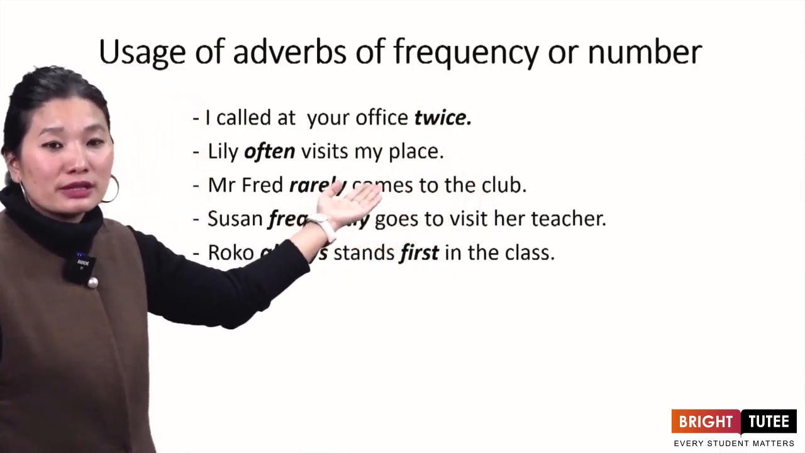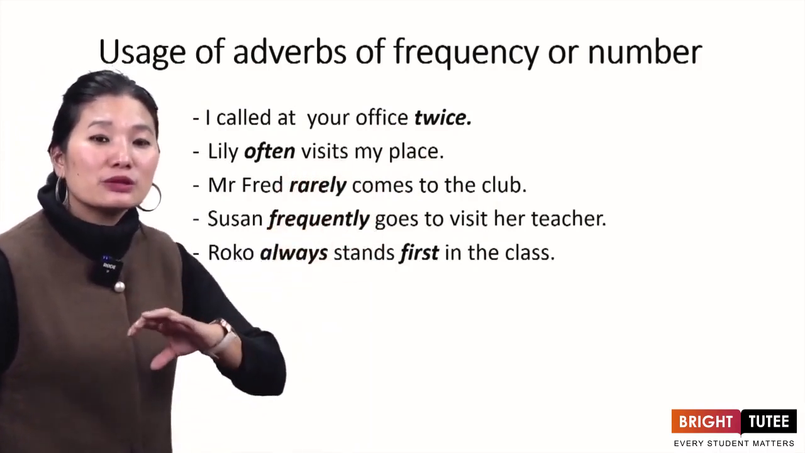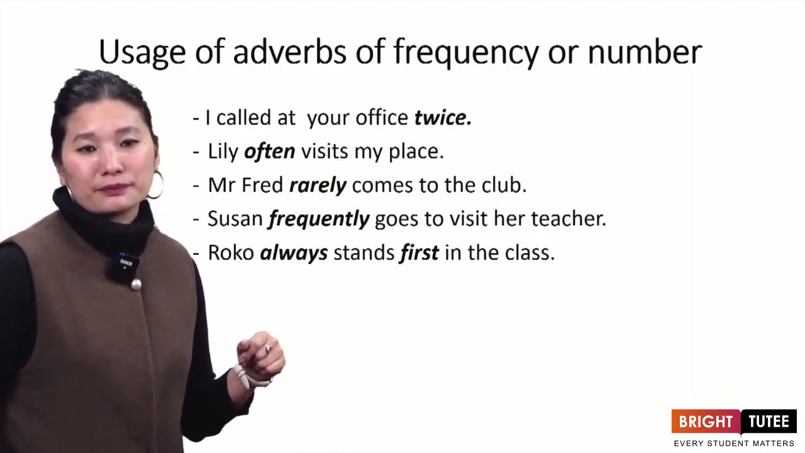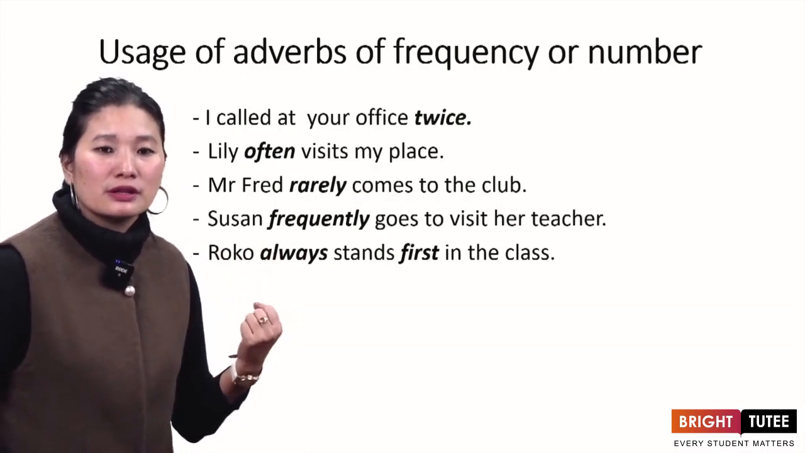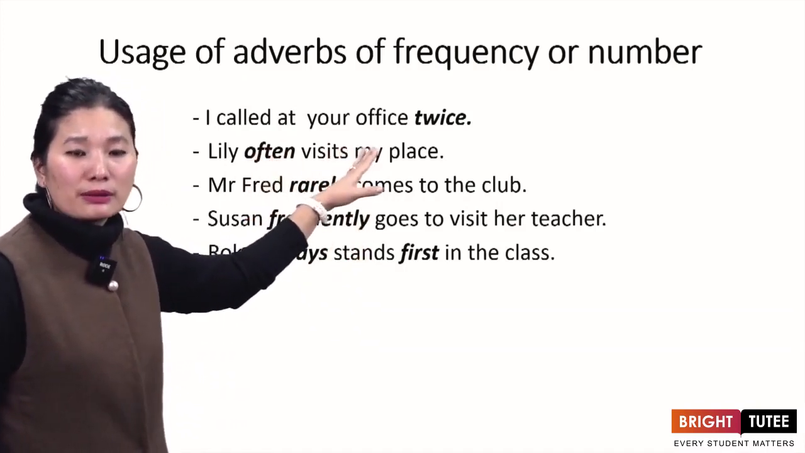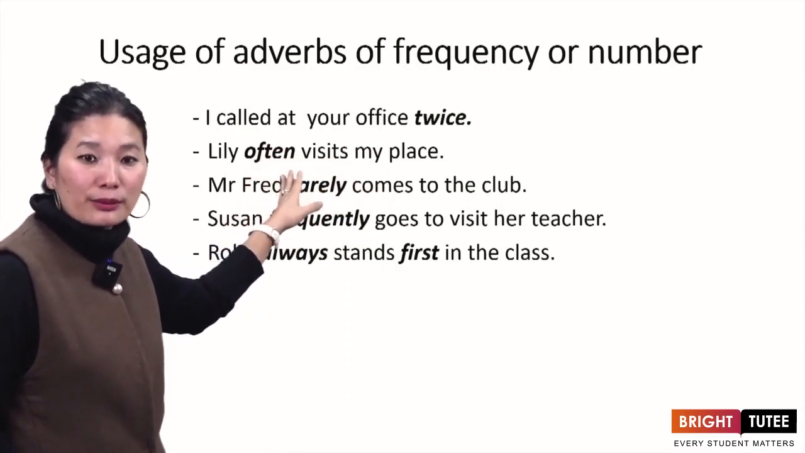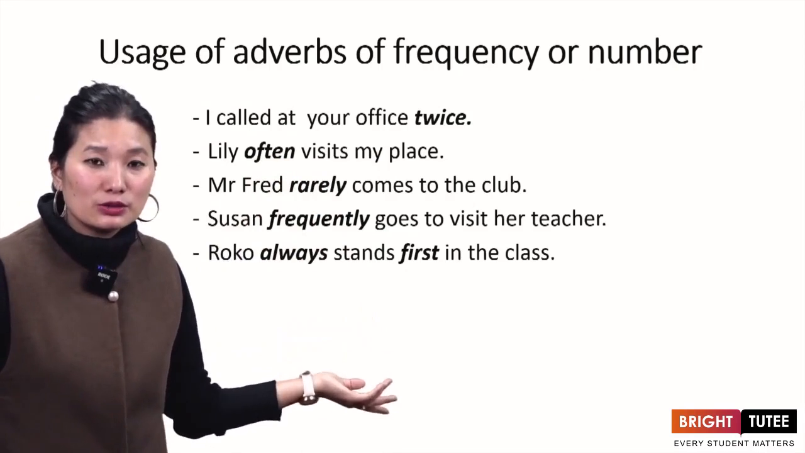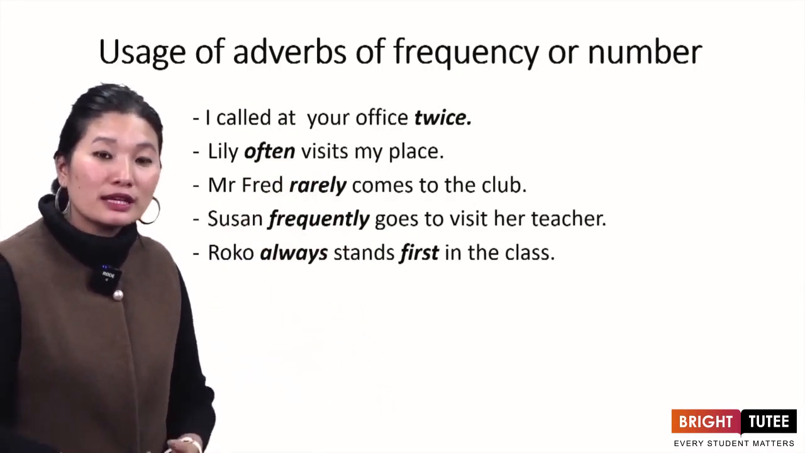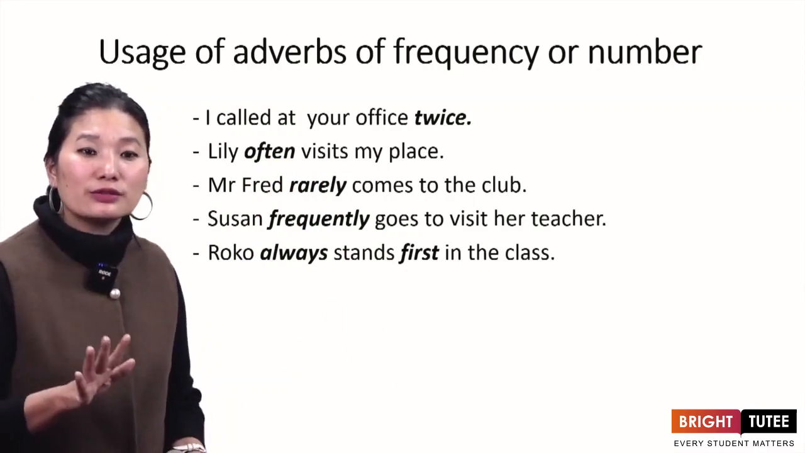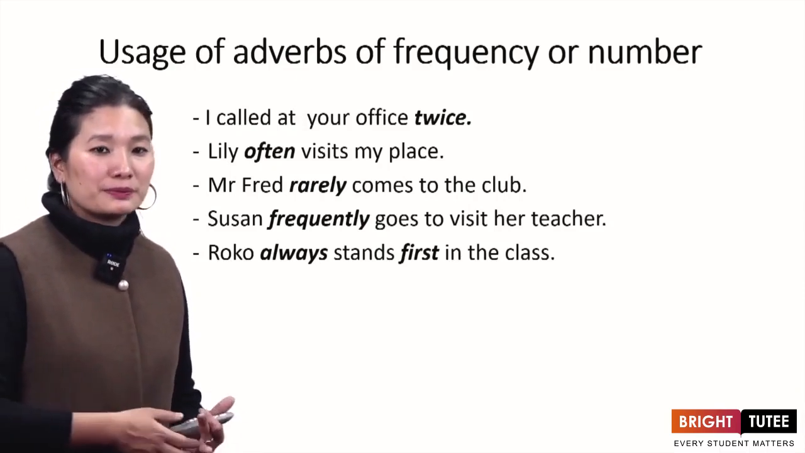Lily often visits me. Here, the word visits is the verb. I told you, adverb is something that revolves around the verb most of the time. Most of the time, you will see that the adverb is always talking about the verb. So, Lily often visits my place. Visits is the verb. Often is the adverb of frequency or number. How many times does Lily visit your place? Often. That means quite regular. I'm not saying daily, okay? Daily and often is different again. I'm not saying daily, but it is often, very often, many times.